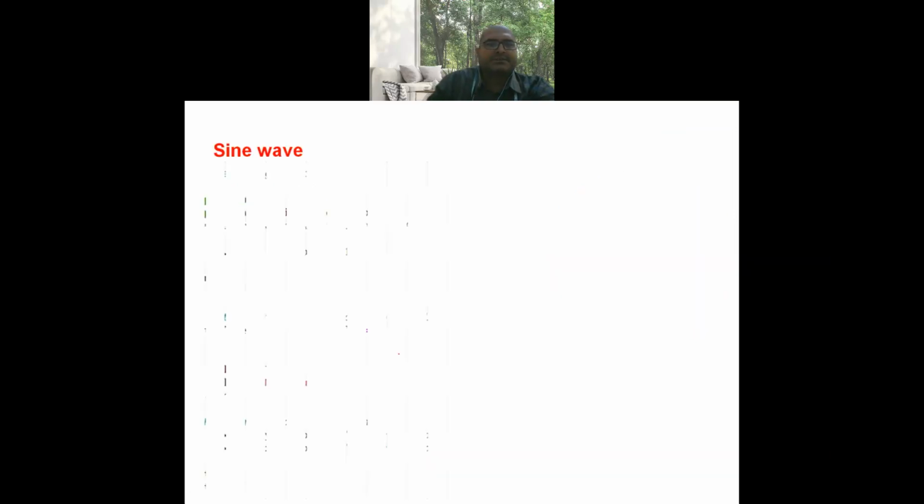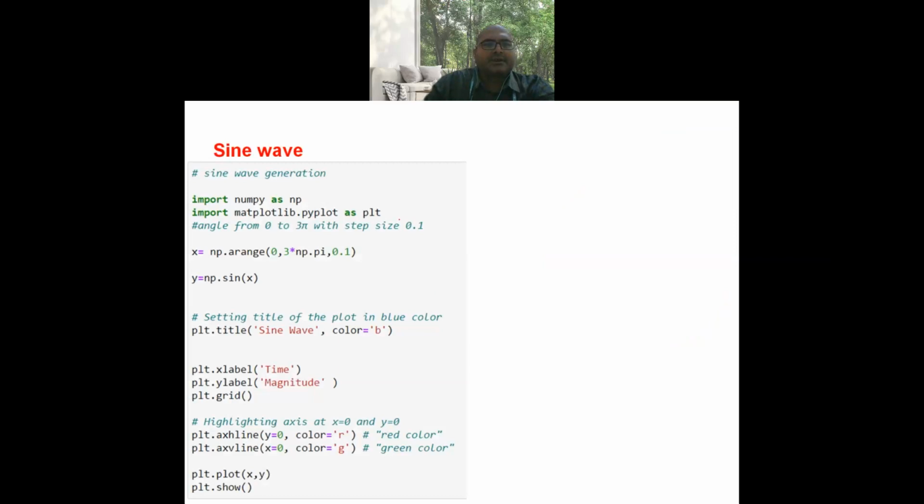Sine wave. Sine wave generation. For that, you can import two libraries. The first one is NumPy. The second one is plotting library, Matplotlib. Here, the graph is to be plotted between x and y in such a way that y is equal to sine x. Here, x is the angle, y is the magnitude.